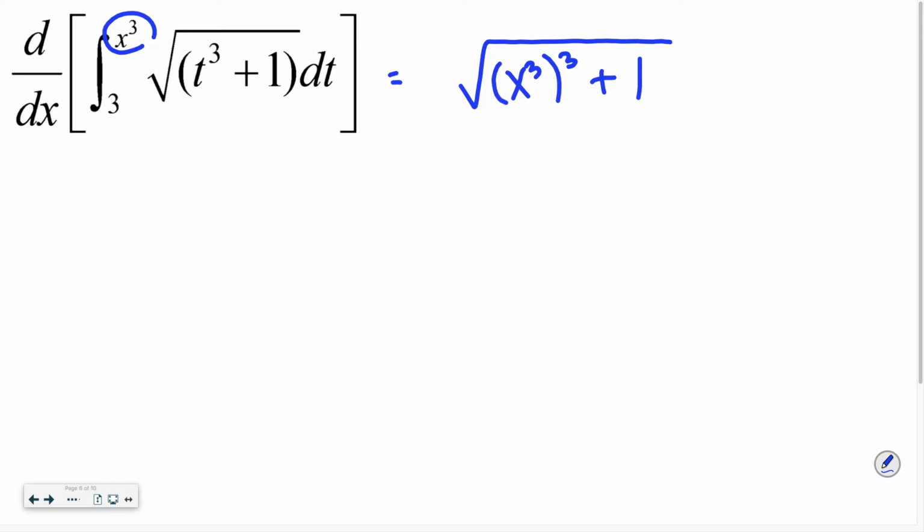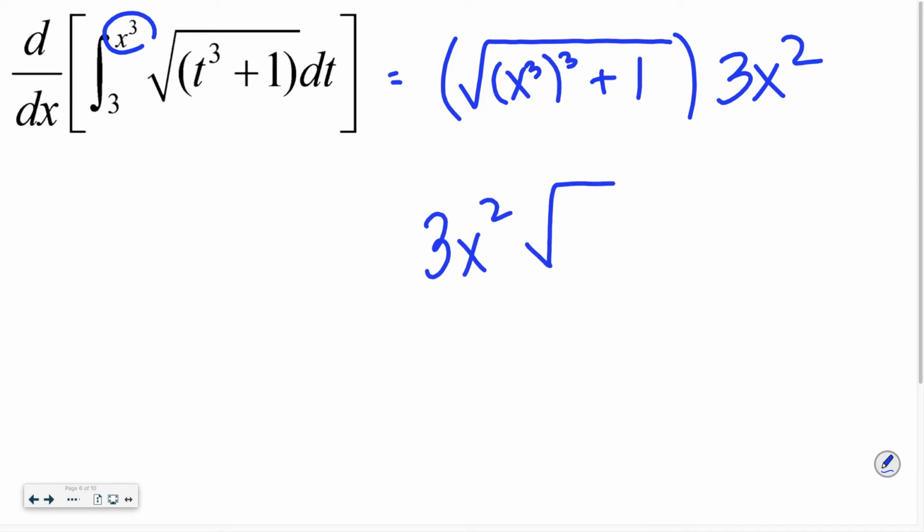But then also we're taking the derivative. And if we have a function inside of a function, what do we have to do with a derivative? What rule do we have to use? The chain rule. So we also need to take into account that we're taking the derivative of a composition, since x cubed is inside of our integral. So using the chain rule, we would need to multiply by x cubed's derivative. So we have 3x squared times the square root of x to the 9th plus 1.